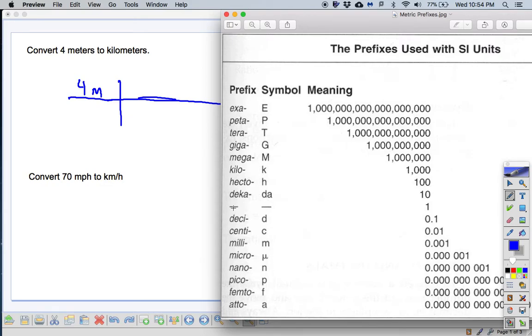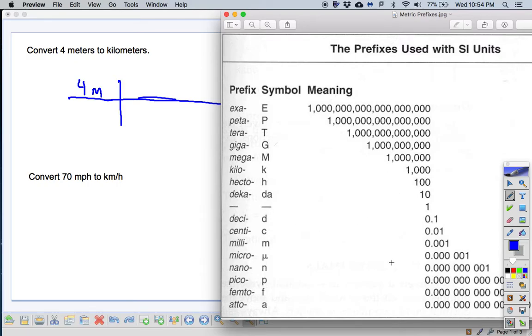You can use these prefixes, and it doesn't have to be meters. You can use it with anything. Let's say that we want to have grams. You have a gram and you want to get to a kilogram. It's 1,000 grams. That's how this works. You could also have a milligram, which is a 1,000th of a gram. So there'd be 1,000 milligrams in 1 gram.